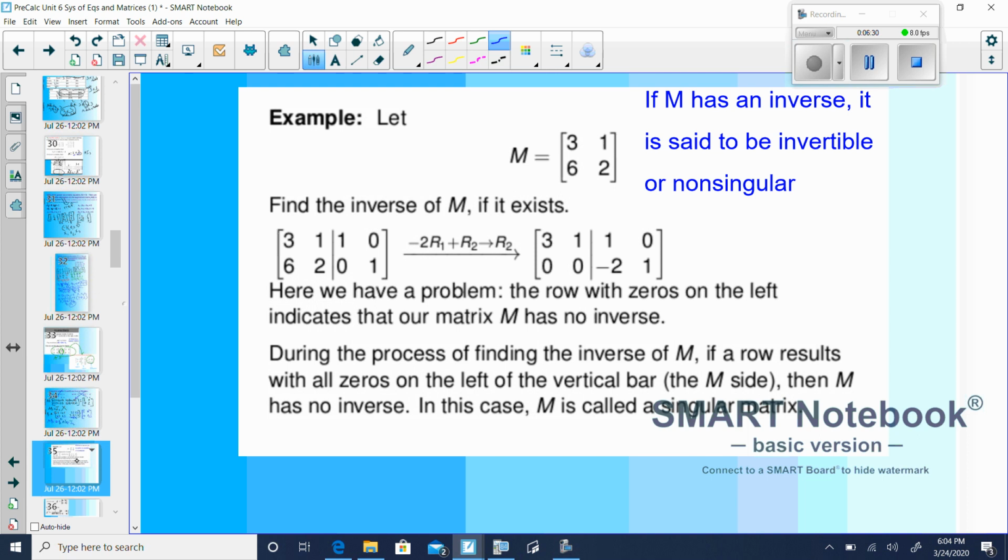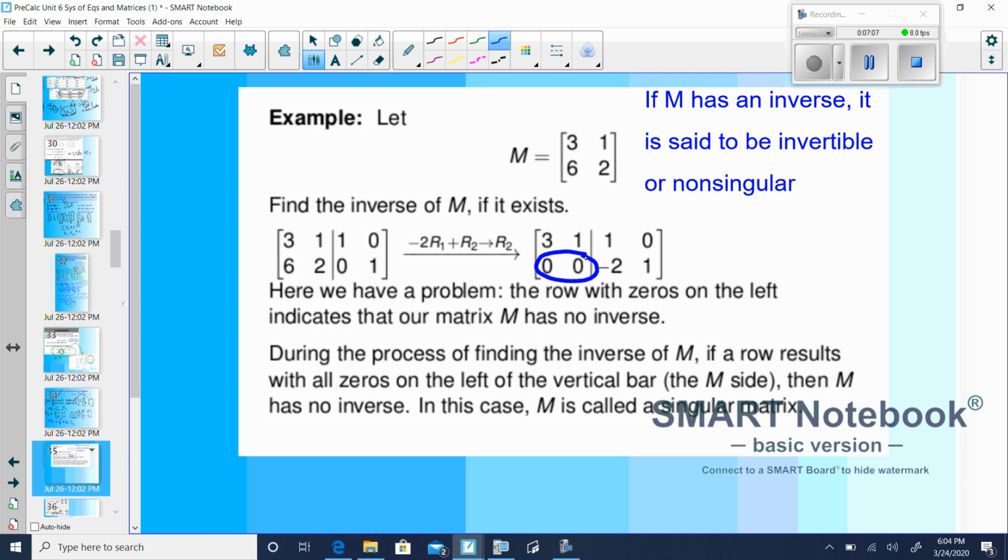What about this right here? If M has an inverse, then it is said to be invertible or non-singular. So they ask us right here to find our inverse if it exists. If it exists. Okay, so we have a little bit of a problem right here. So the row with zeros on the left indicates that our matrix M has no inverse right here. Ooh. Has no inverse. Well, that's a shame.